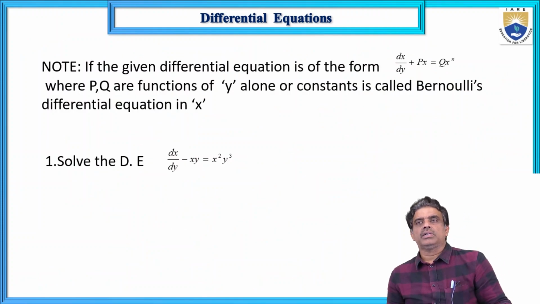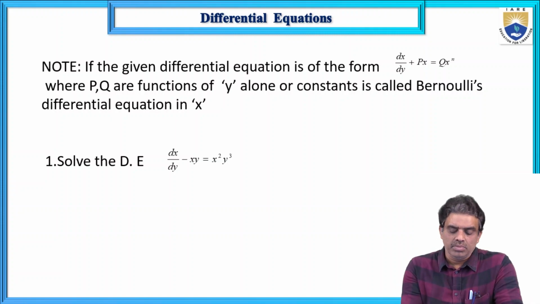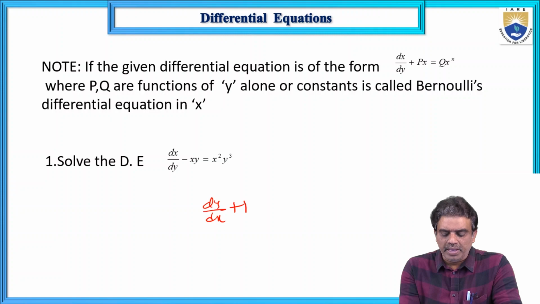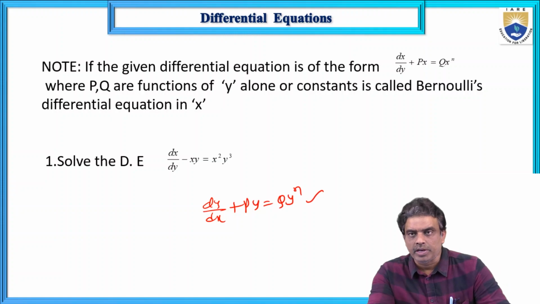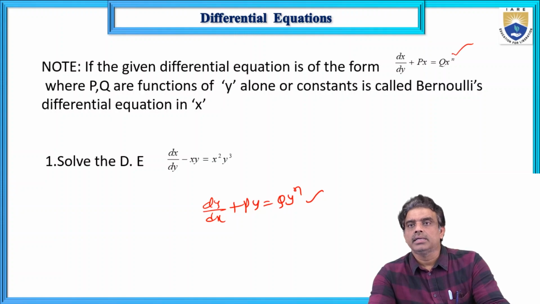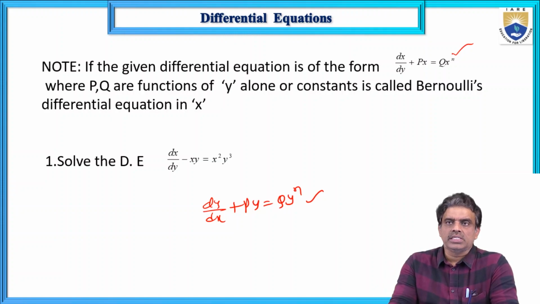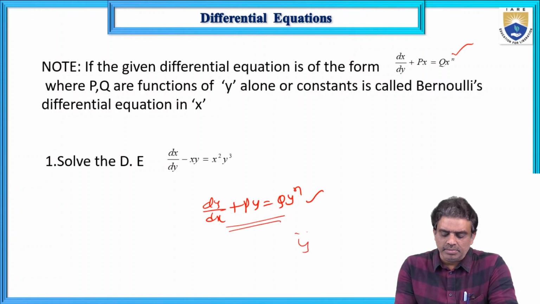Suppose the equation, so far we have seen the equations in the form dy by dx plus py is equal to q y power n. This we already called a Bernoulli equation. Suppose the equation is in the form dx by dy plus px is equal to q x power n, where p, q are functions of y alone or constants, it is called Bernoulli's differential equation in x. So this is a Bernoulli's equation in y terms, and this is a Bernoulli equation in x.